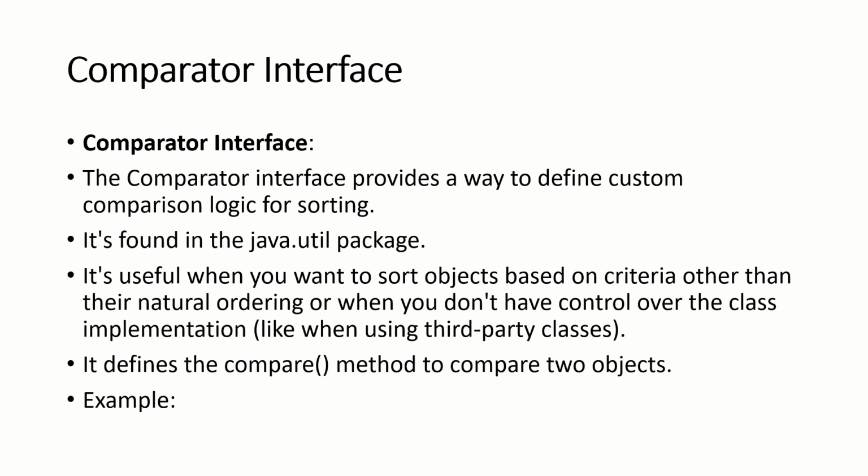Coming to the next point, it defines the compare method to compare two objects. So just as we have the compareTo method inside the comparable interface, we have the compare method in the comparator interface that takes two inputs as arguments. Now let me try to show you an example here.